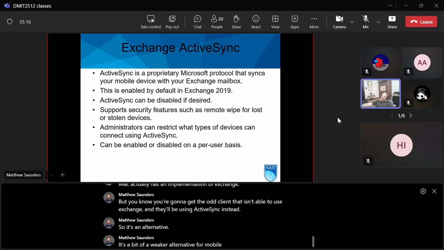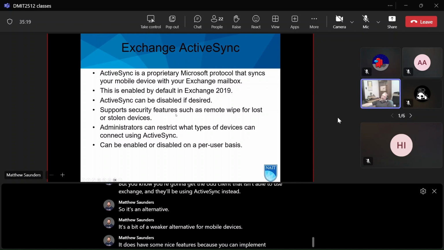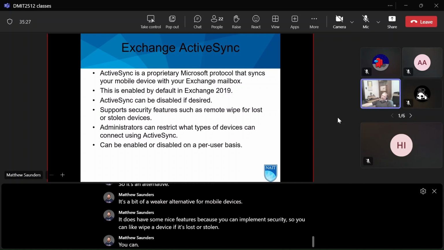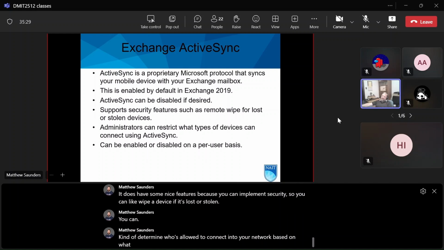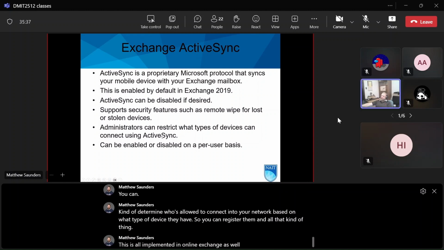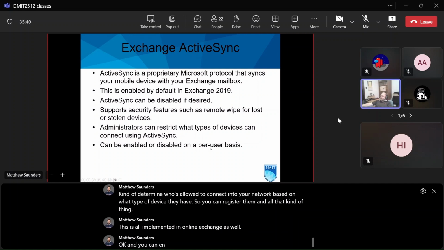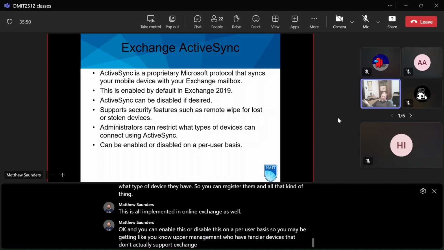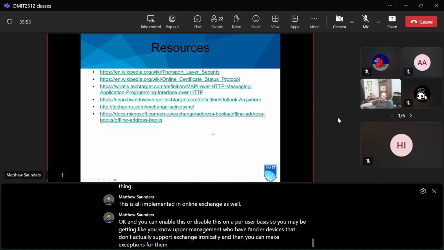For mobile devices, it does have some nice features because you can implement security. So you can wipe a device if it's lost or stolen. You can determine who's allowed to connect into your network based on what type of device they have. So you can register them and all that kind of thing. This is all implemented in Exchange Online as well. And you can enable or disable this on a per user basis. So you may be getting upper management who have fancier devices that don't actually support Exchange, ironically, and then you can make exceptions for them.